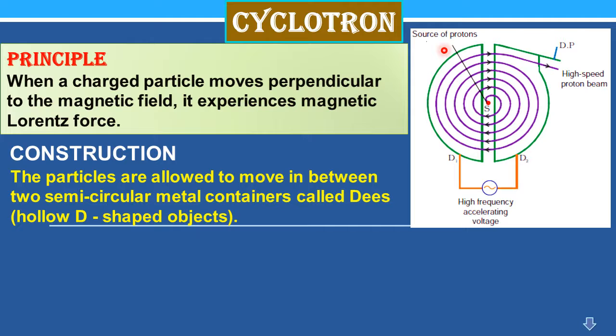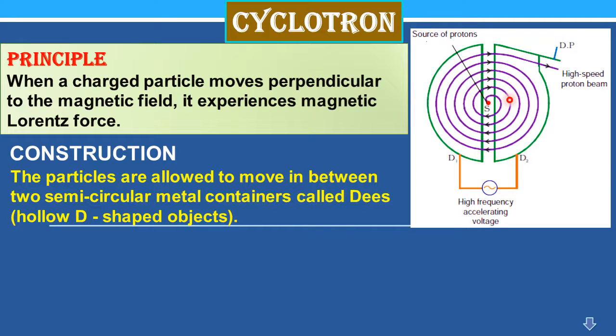These Ds are kept in a region with a uniform magnetic field produced by an electromagnet. The direction of the magnetic field is normal to the plane of the Ds.